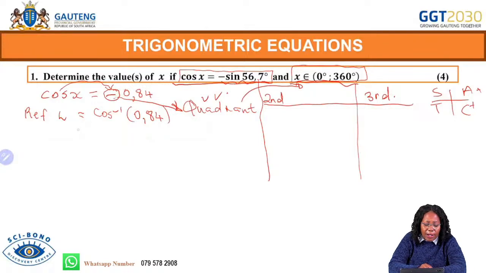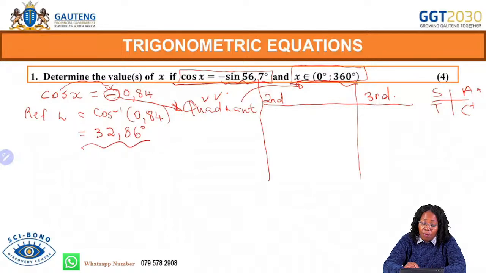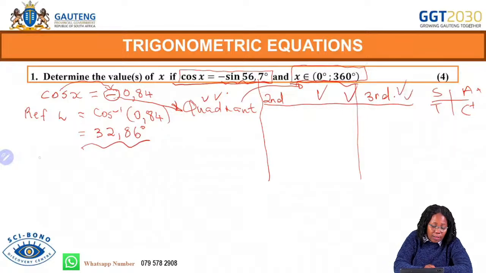So when you look at the reference angle now, into your calculator is shift cos inverse, the arc cos of 0,84. That means this will give us a reference angle of 32,86. This is not yet our solution, it is the reference angle. And then after finding the reference angle, now we move to the quadrants where we will be solving. We said we will be solving in quadrant 2 and the third quadrant.